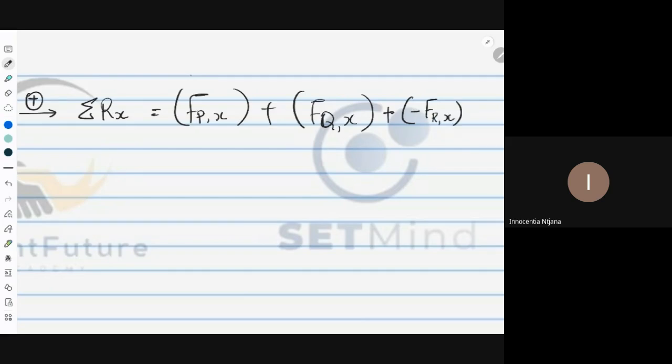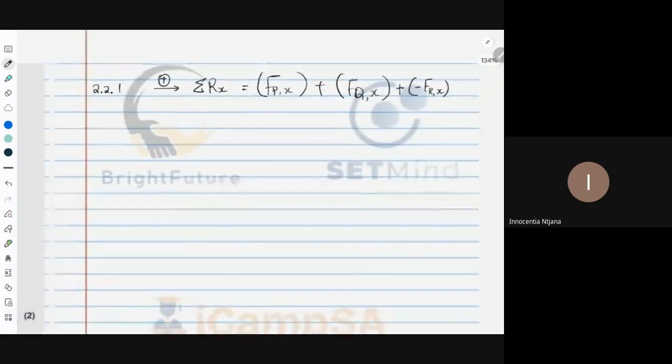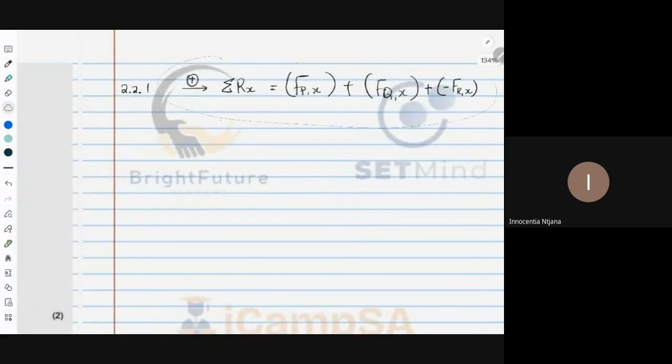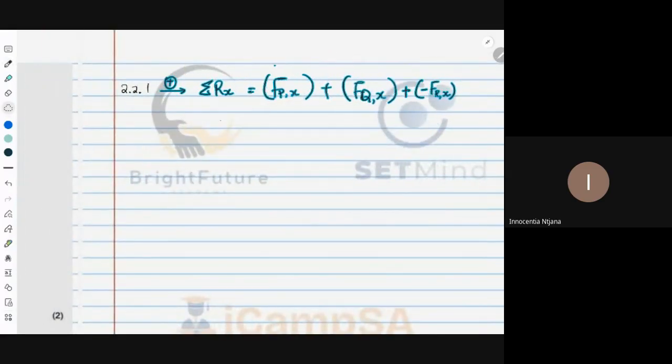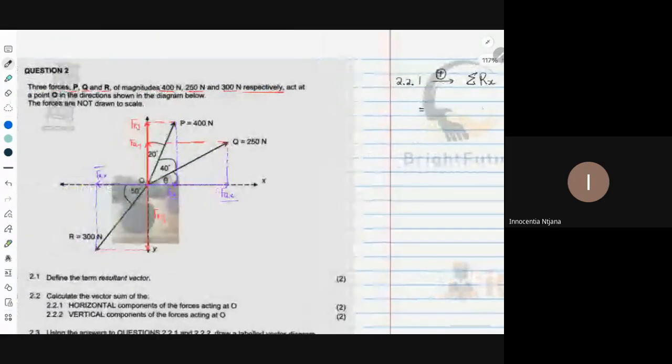So we'll have plus, then minus FRx. Now we convert all of them into their components. FPx is, if you check the triangle there, something like this. You have that.